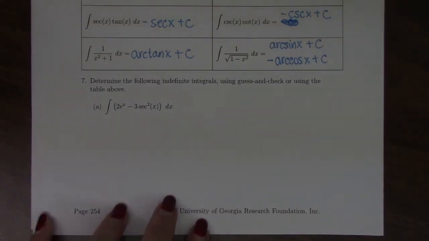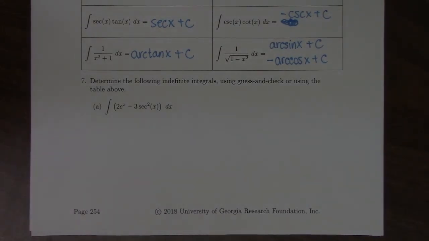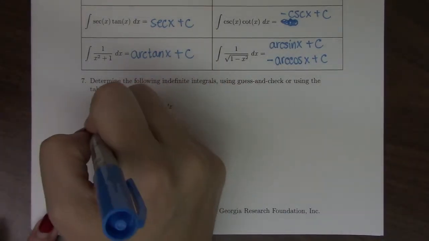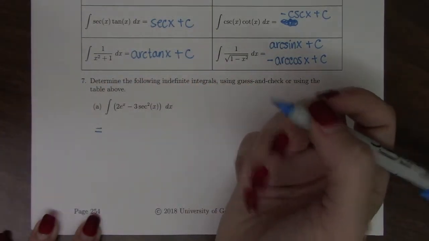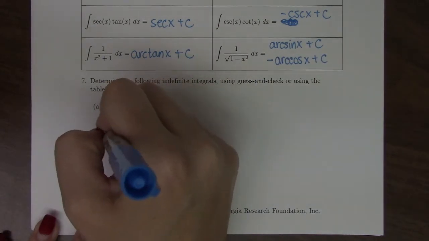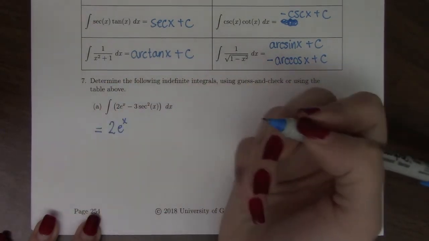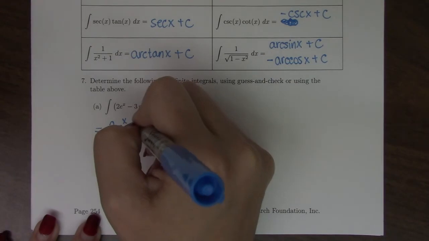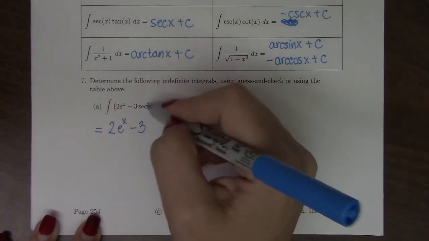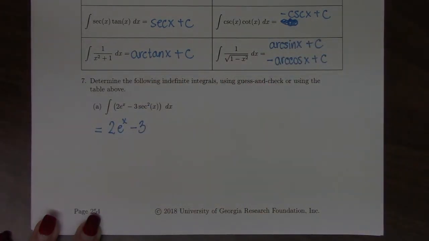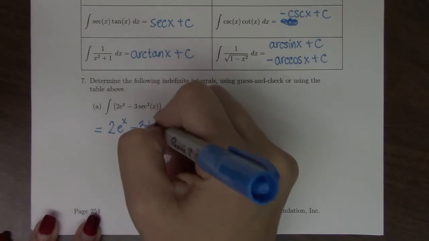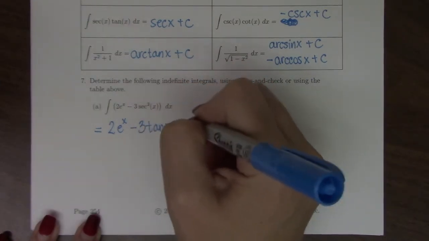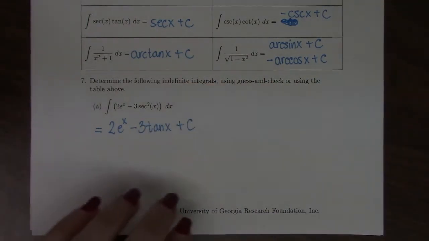For problem 7, we want to now try to find the antiderivatives using recognition from the table we just completed. So the derivative of e to the x is e to the x. The 2 stays out front, so it's just 2e to the x. The 3 stays out front, and we saw that the antiderivative of secant squared is tangent x. And then we add on our plus c.